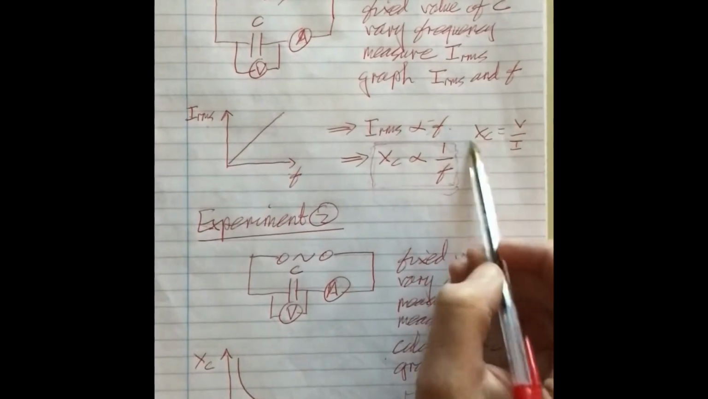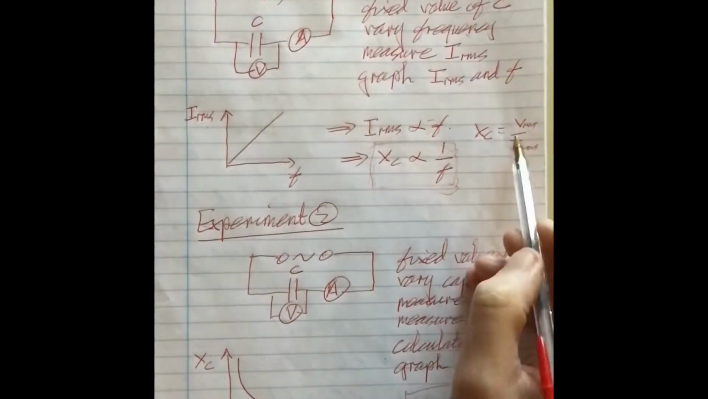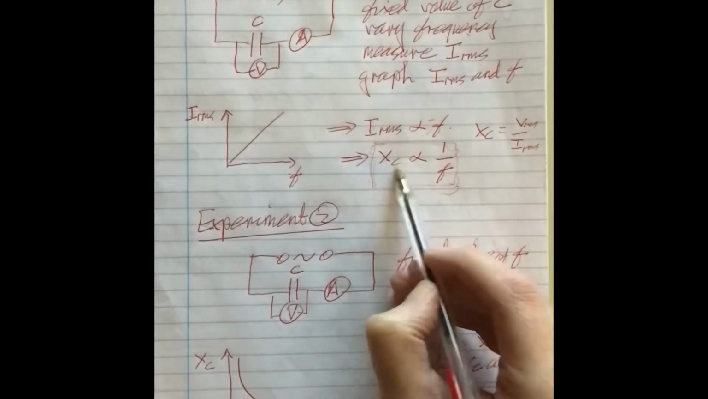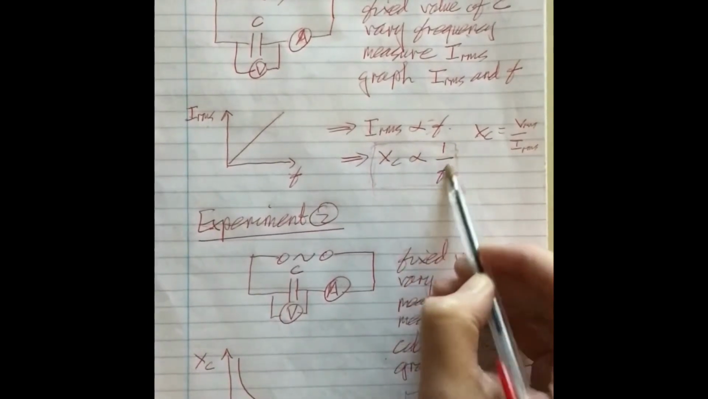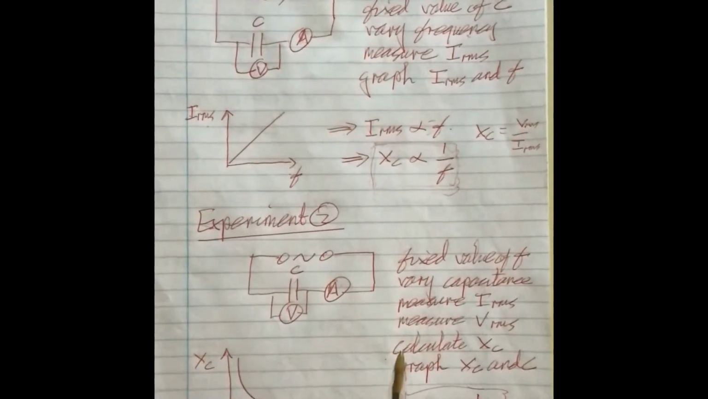That tells us that the RMS current varies as the frequency. Since we know the reactance is equal to the RMS voltage over the RMS current, then from that we can deduce that the capacitive reactance varies as 1 over the frequency, and we'll come back to that for the third graph in a moment or two.